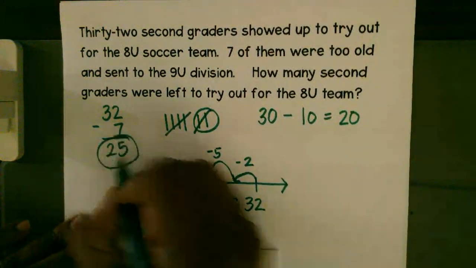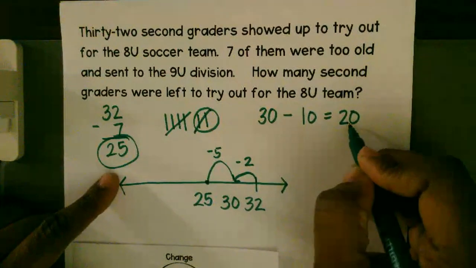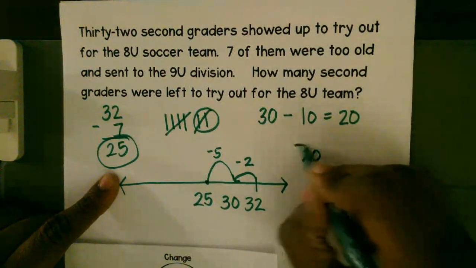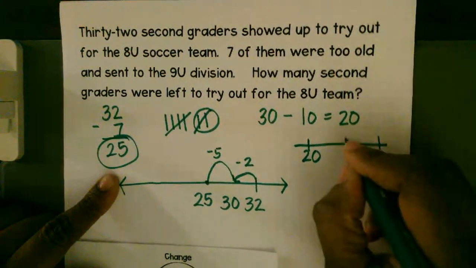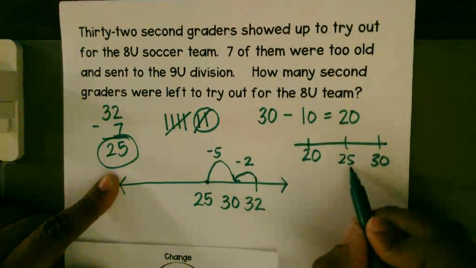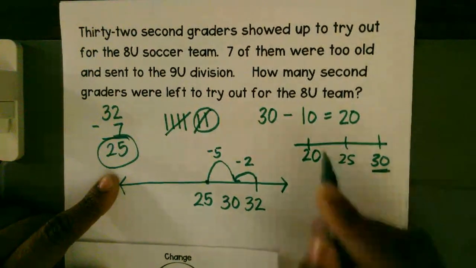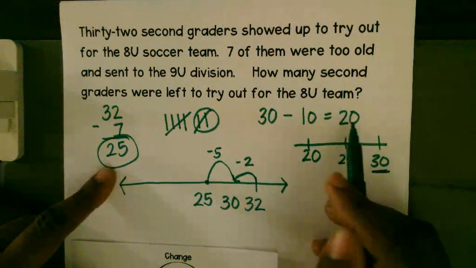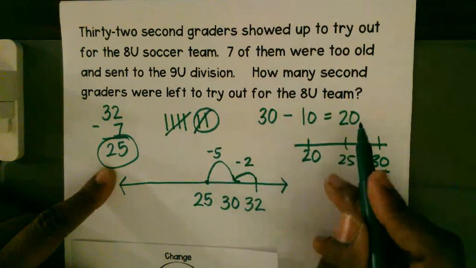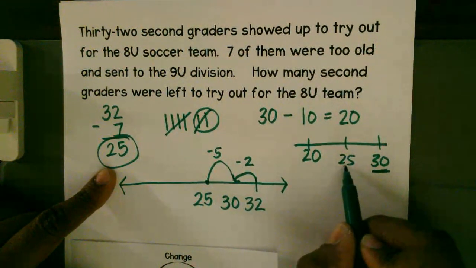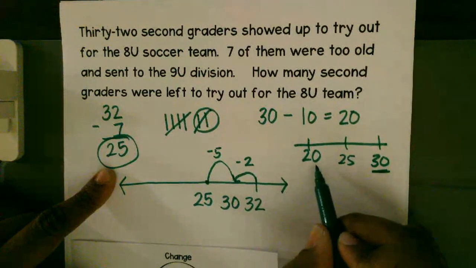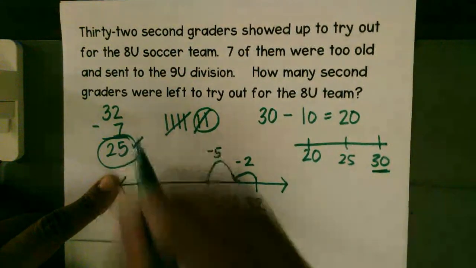All right, and 25 is between 2 benchmarks, 20 and 30. Normally we would go to the higher benchmark, but I'm just checking to see if my answer makes sense, not to actually round it. And since 25 is just 5 away from 20, my difference does make sense.